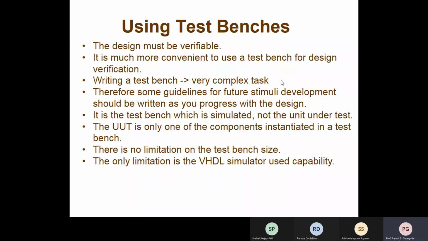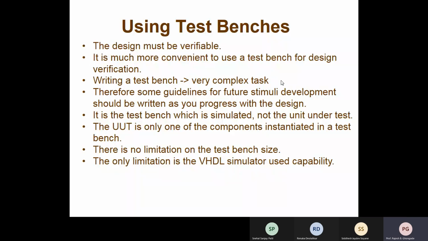So some guidelines for future stimuli development should be written as you progress with the design. A very simple tip here for the designers is that as you start writing the design itself, you just parallelly create some guidelines for how to test that particular part. Those guidelines will be useful for you during creation of the test bench. It is a test bench which is simulated and not the unit under test. Remember that. The unit under test is only one of the components instantiated in a test bench.